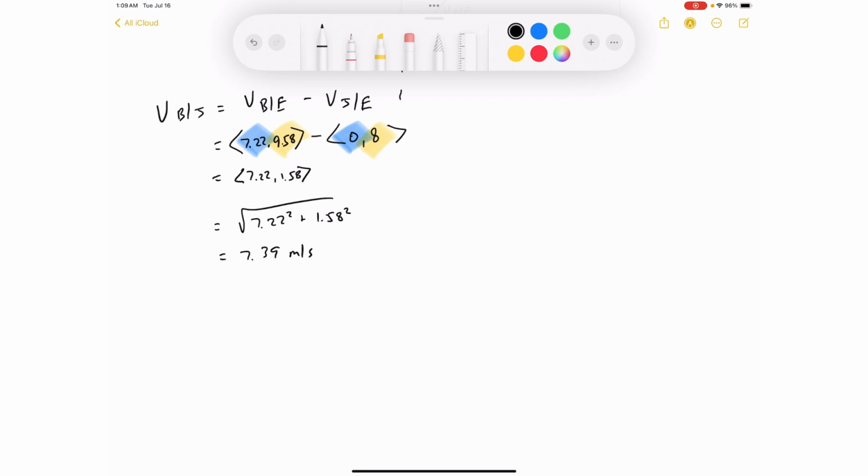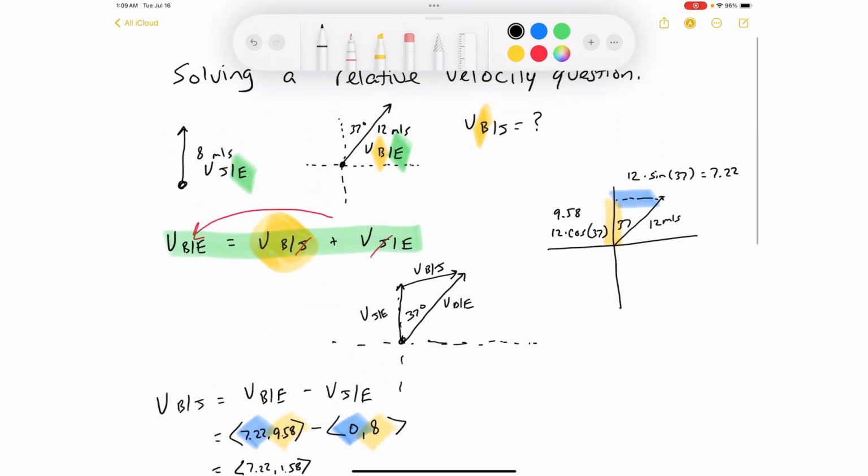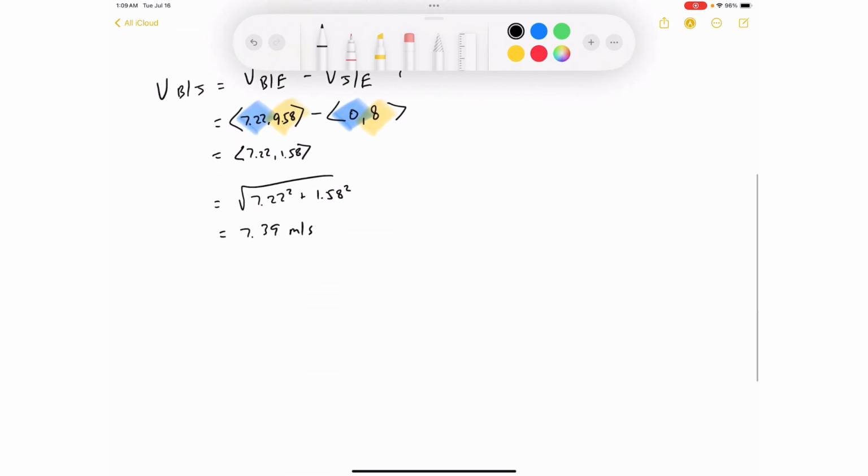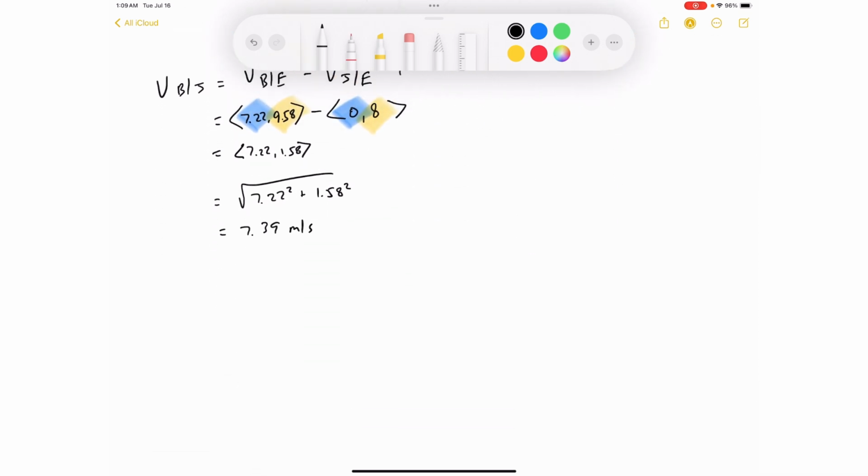So relative to him, as he's looking at the ball and as he's running, remember, the ball was actually kicked. Someone kicked the ball at 12 meters per second, relative to the earth. But relative to Juan, it's not 12. It's actually 7.39 meters per second, right? The next thing I want to know is, what is the angle of this ball?